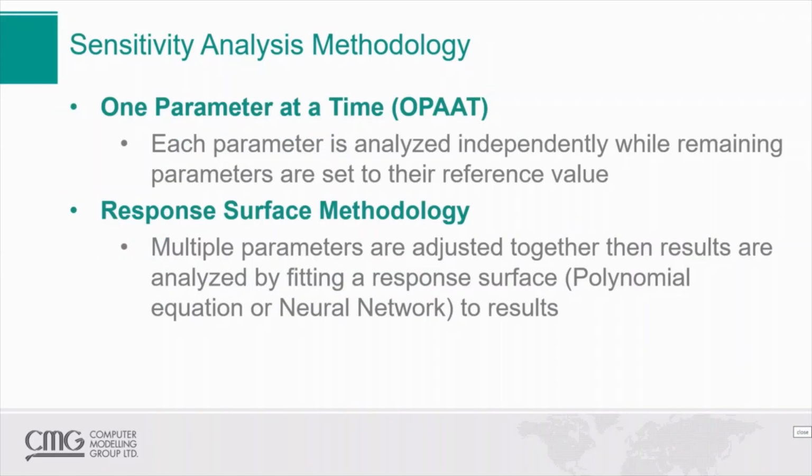There are two methodologies in CMOST for sensitivity analysis. One parameter at a time, where each parameter is analyzed independently while remaining parameters are set to their reference value. And we also have the response surface methodology, where multiple parameters are adjusted together, then results are analyzed by fitting a response surface using a polynomial equation or neural network to see its effect on our results.